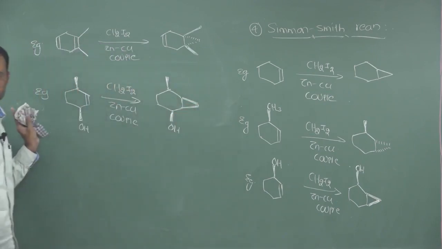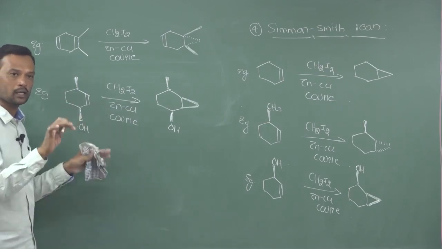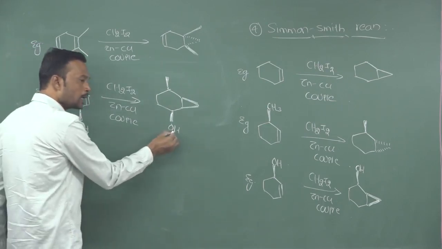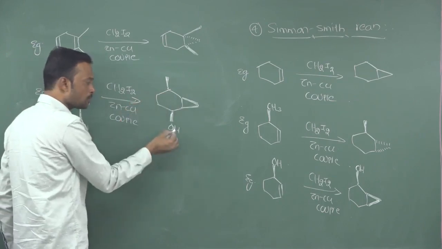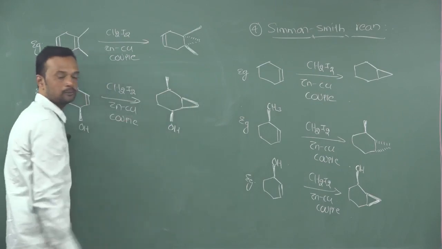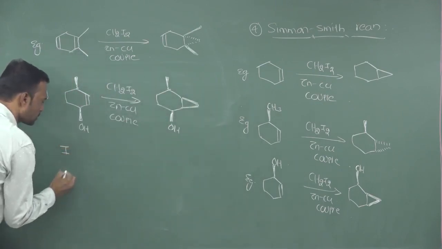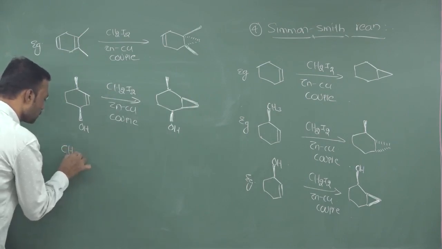This is the answer. When competition comes, not only in this case, if any reagent has a tendency to form a ring, the chelating group is always the director. Suppose this chelating group is not present, then this will make the cyclopropanation from the below side. Now, a very important thing: what is the intermediate involved in this reaction?